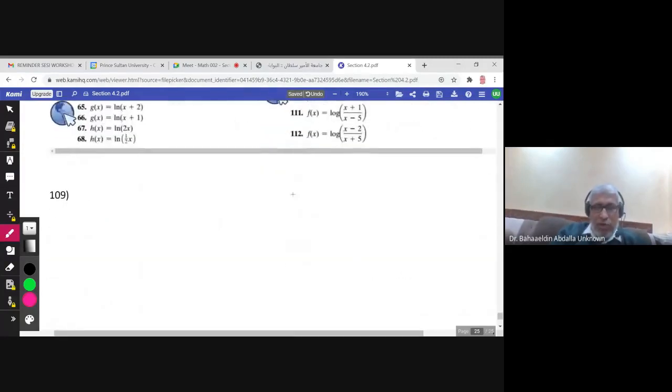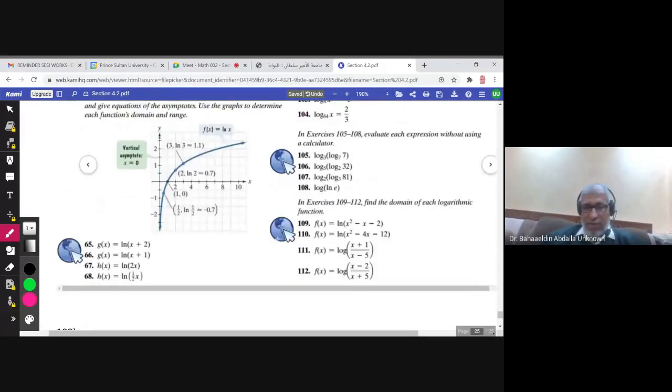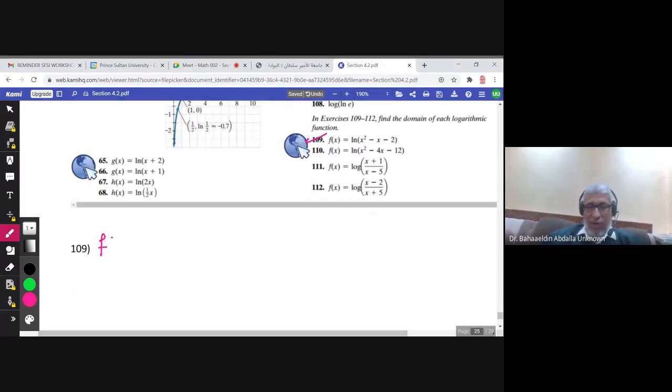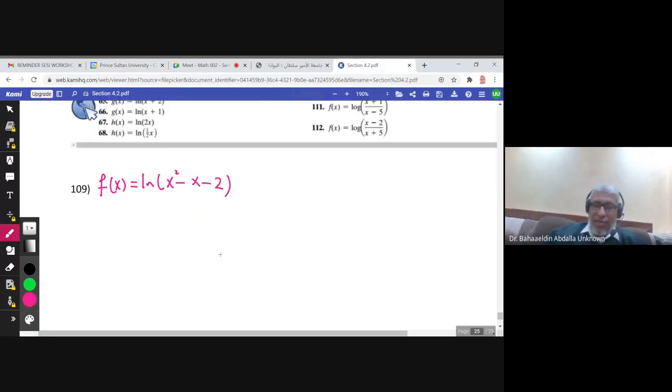What should we do here? Question 109. This is a nice question because I think this is from Practice Plus. Find the domain. This would be the last question we solved today. Find the domain of each logarithmic function. So we need to find the domain of f of x equals ln of x squared minus x minus 2. As we said, the domain would be anything inside the ln, which is x squared minus x minus 2, should be greater than 0. But the question, how to solve this inequality?